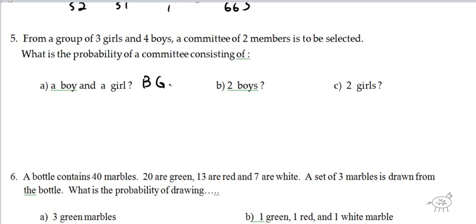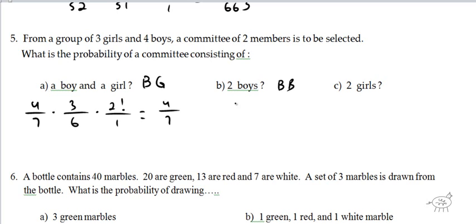So anyway, probability of getting a boy is 4/7, because there's 7 people total. And then the probability of getting a girl, it's 3, because there's 3 girls and 1 less person to choose from. And then of course, BG means 2 factorial, and there are no repeats. So it's divided by 1. So you get 4/7.